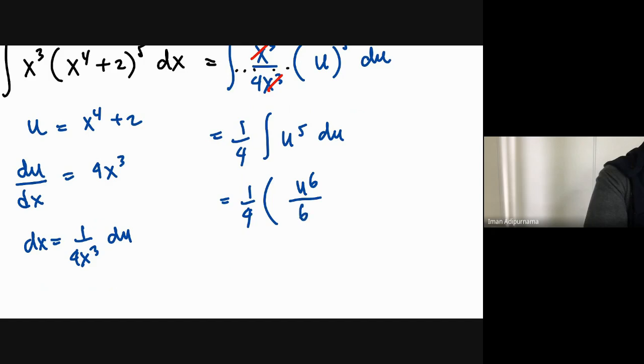u to the 6, or let me write directly. Sorry, 4 times 6 will be 24. This will be x to the 4 plus 2.